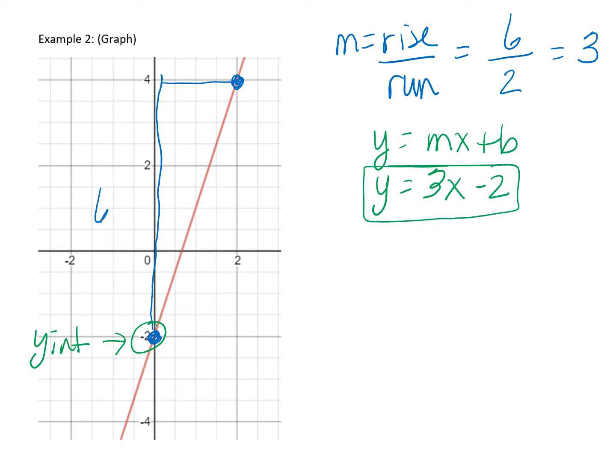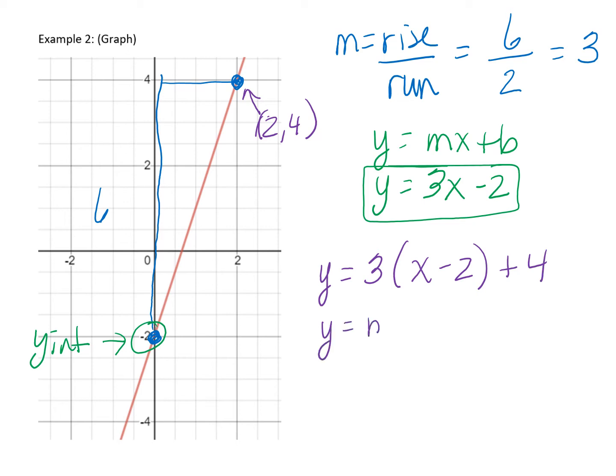Again, if you would prefer to write it in point-slope, y equals, again, our slope is 3, x, and then we can use any point we want to. I think I'll use the point here, which was 2, 4. And so x minus 2 and a plus 4. Again, that is our point-slope form, which I'll write underneath.